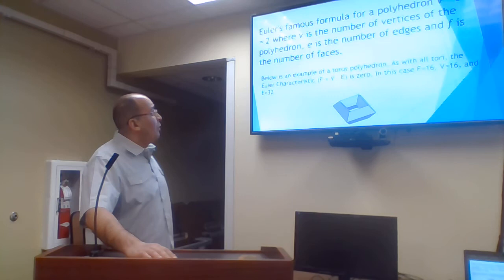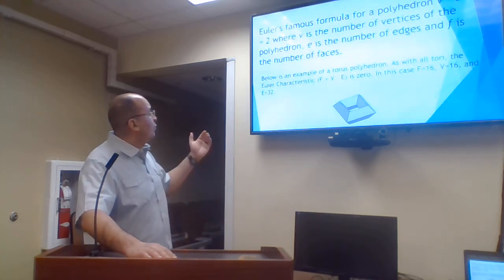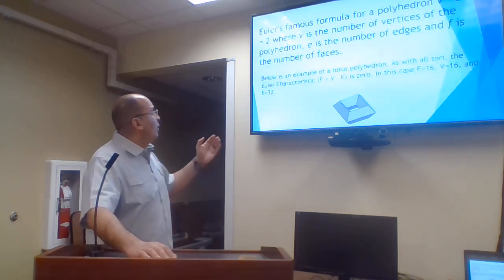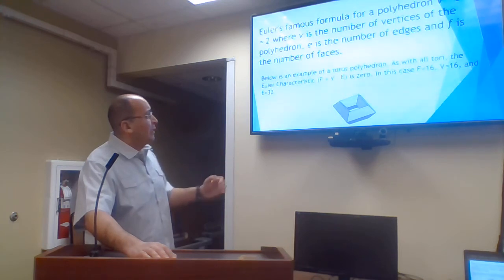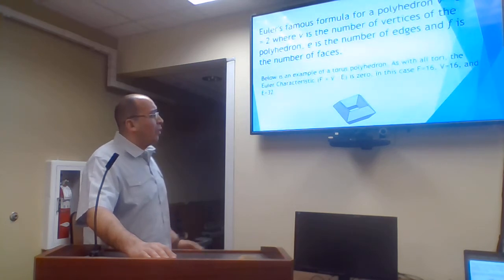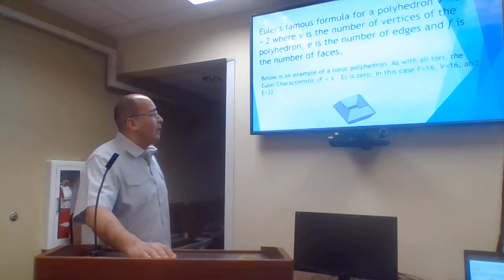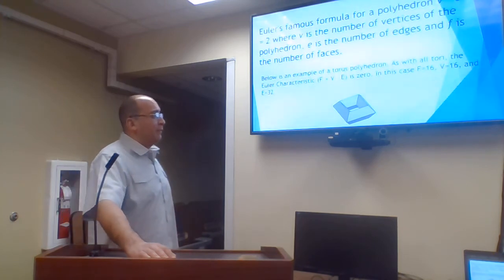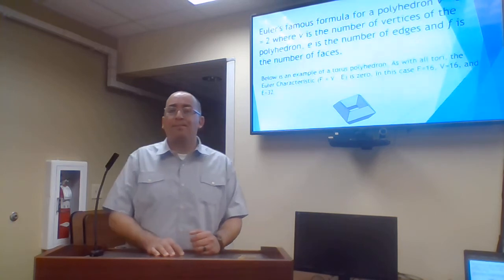Euler's famous formula for a polyhedron, which is V minus E plus F equals 2, as I just stated, where V is the number of vertices of the polyhedron, E is the number of edges, and F is the number of faces. Below is an example of a torus polyhedron. As with all tori, the Euler characteristic F plus V minus E is 0. In this case, F equals 16, V equals 16, and E equals 32.